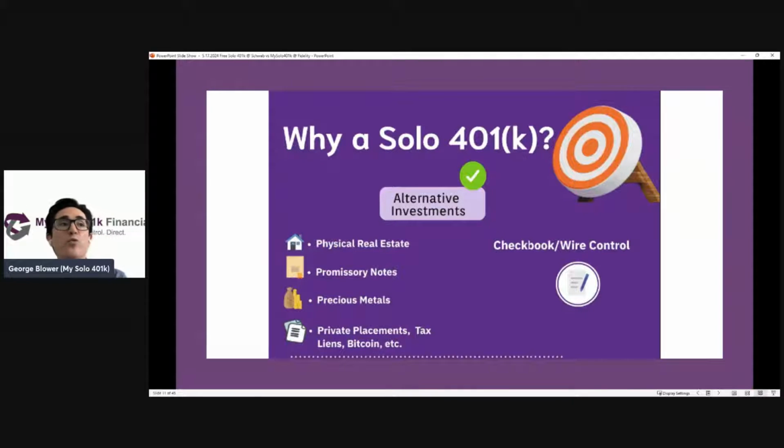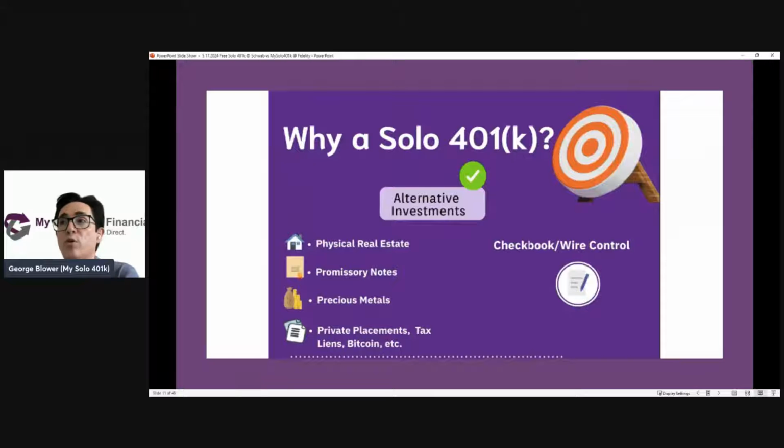So let's just go through those a little bit deeper. By alternative investments, we really mean true alternative investments, right? This could be investing in a company, right? Like a private placement. It could be a pre-IPO company. It could be real estate. It could be lending money to someone like a promissory note. It could be precious metals like gold or silver.